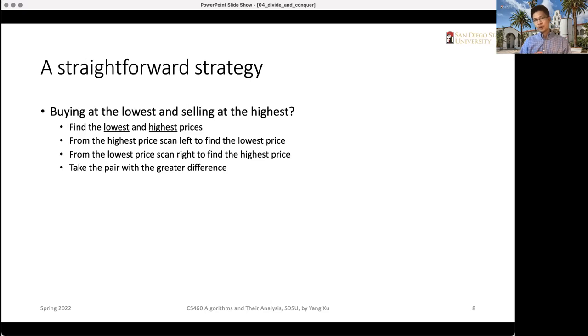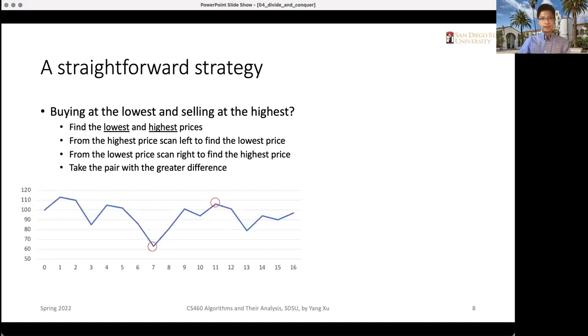And also, when we find the highest price throughout all these days, and we try to find the lowest price to buy, we have to find it towards the left of the highest price. So you see the point is that the selling point and the buying point must be in temporal order, right?